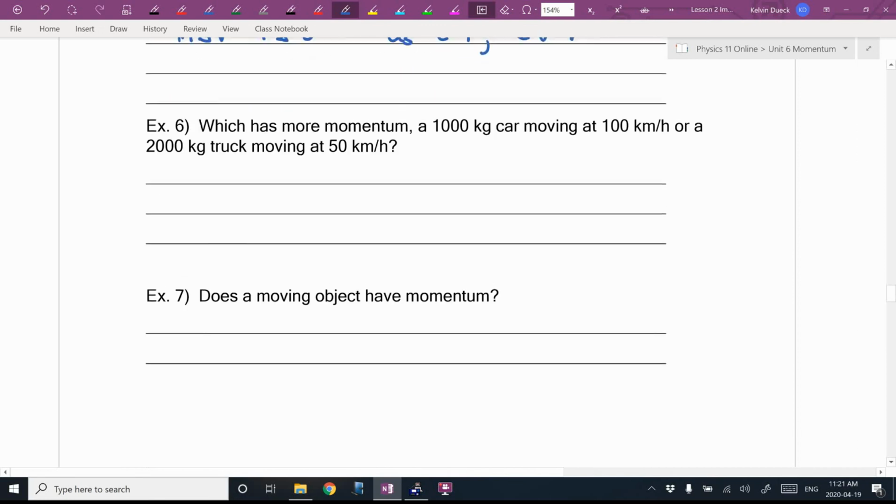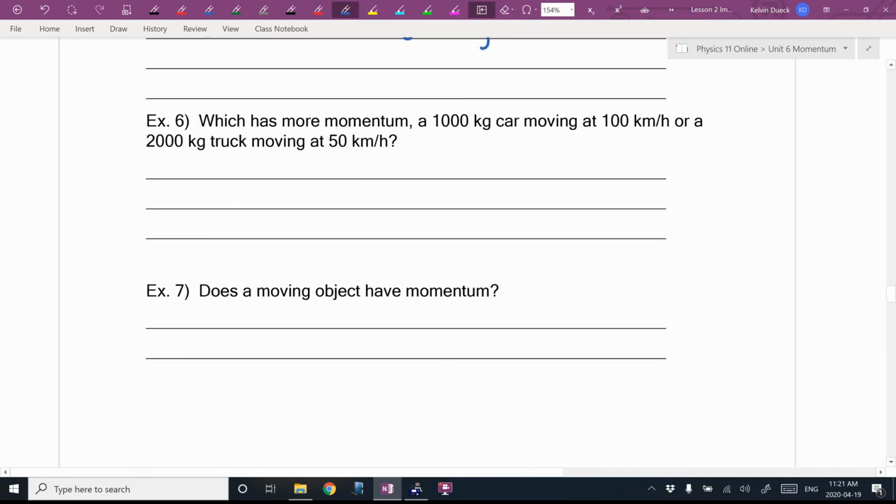Example 6. What has more momentum? A 1,000 kilogram car moving at 100 kilometers per hour, or a 2,000 kilogram truck moving at 50 kilometers per hour? Now, I don't like the units. This is kilometers per hour. This is kilometers per hour. And if I really, really wanted to dive into this, I would convert this to meters per second. But you know what? I think they're the same, because if I just go mass times velocity, even with the wrong units, I get the same answer, I think.